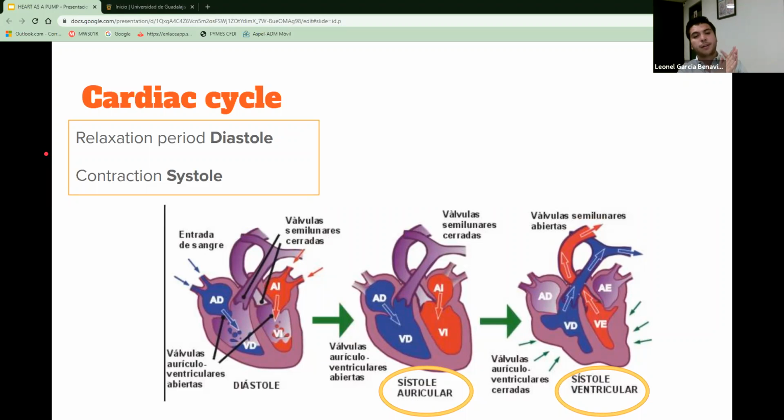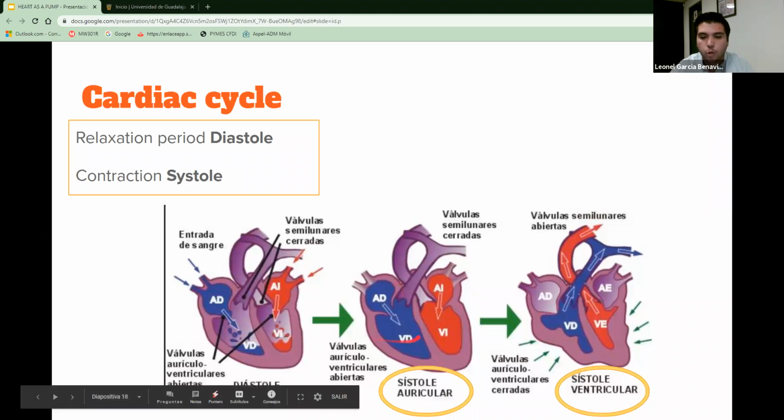And what's going to happen here? That allows for the pressures to go down, because in any chamber we have a pressure, and to put something into it that has a flow, we need pressure to go down. So when diastole occurs, pressures go down, there's no contraction, and the blood is able to fill the chambers.